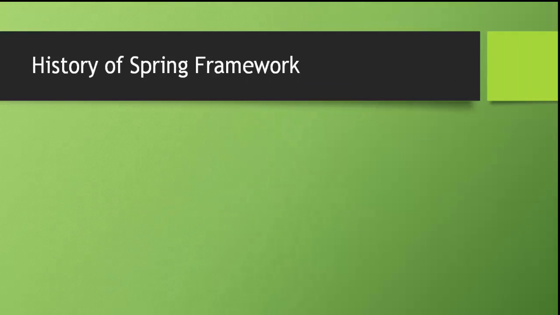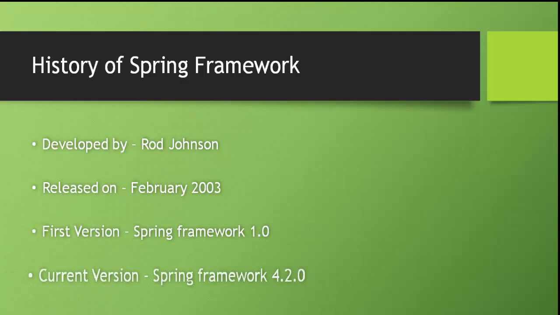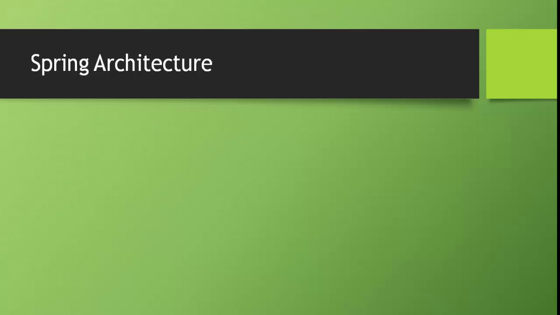Now, a little bit about the history of the Spring Framework. The Spring Framework was written by Rod Johnson. The first version, Spring 1.0, was released in June 2003 under the Apache 2.0 license. The current version of Spring Framework is 4.2.0, which was released in July 2015.